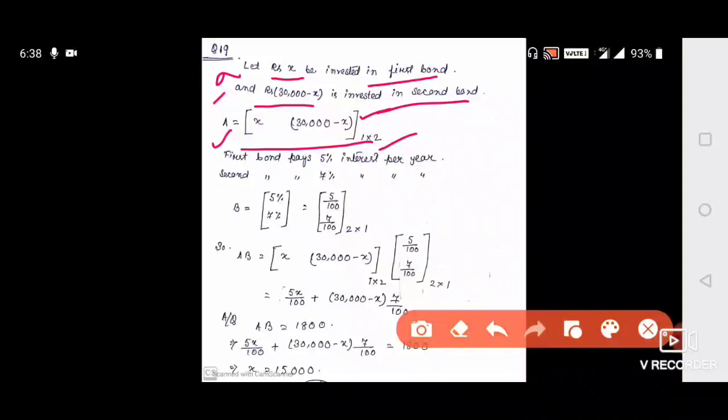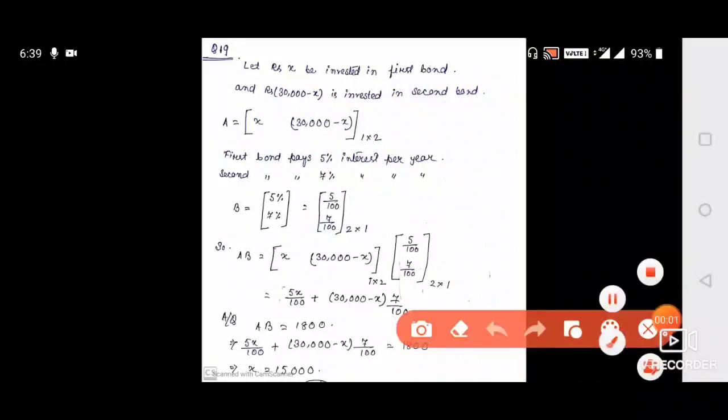Next, the first bond pays 5% interest per year, and the second bond pays 7% interest per year. These two things are given. So we will represent this information in terms of a matrix. We have denoted the matrix by B, and since we have represented matrix A as a row matrix, we have to represent matrix B as a column matrix. Otherwise we cannot do the calculation.